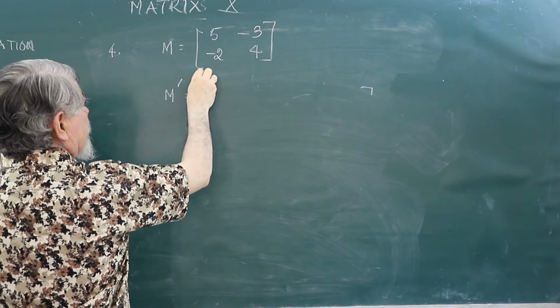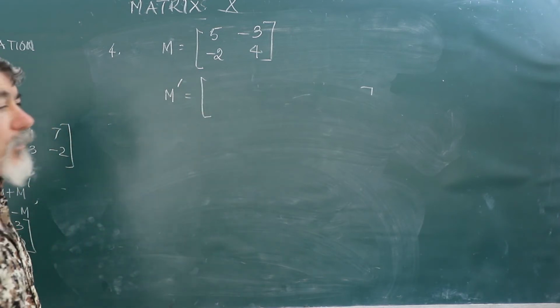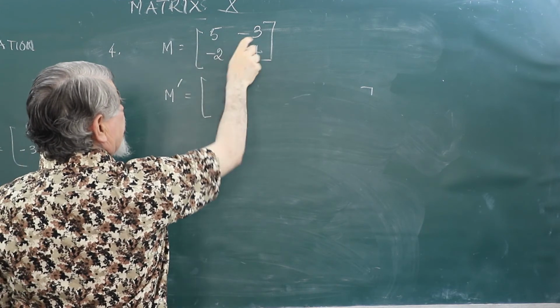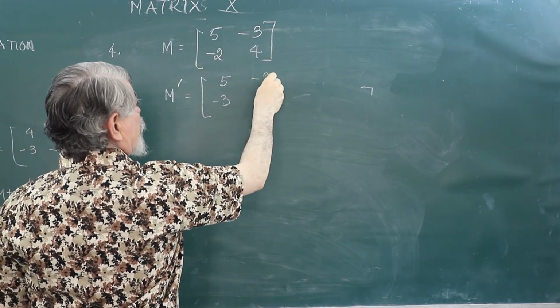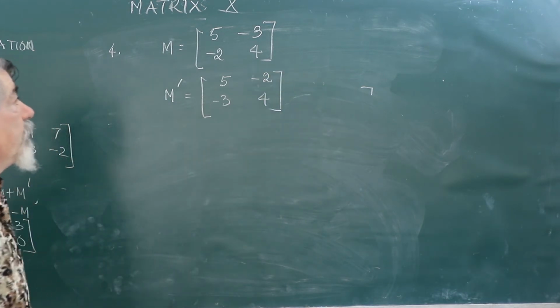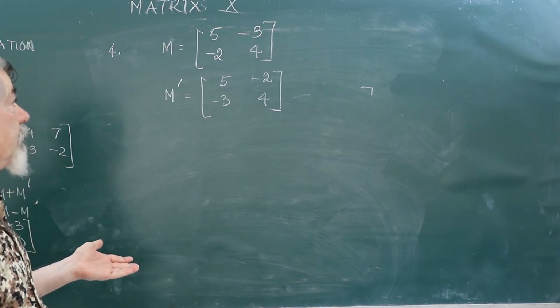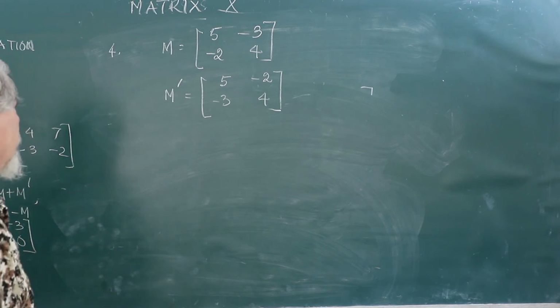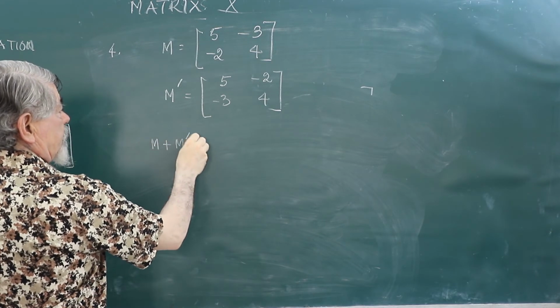Transpose of a matrix is obtained by interchanging the rows and columns. For example, 5 minus 3 will become here, and minus 2 and 4 will come here. Interchange the rows and columns, you will get the transpose of the matrix. Now he wants us to find M plus M dash.